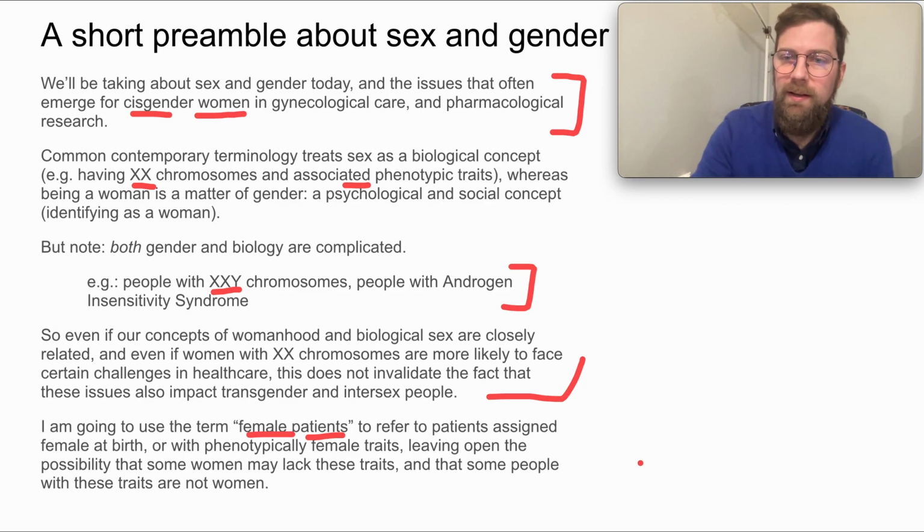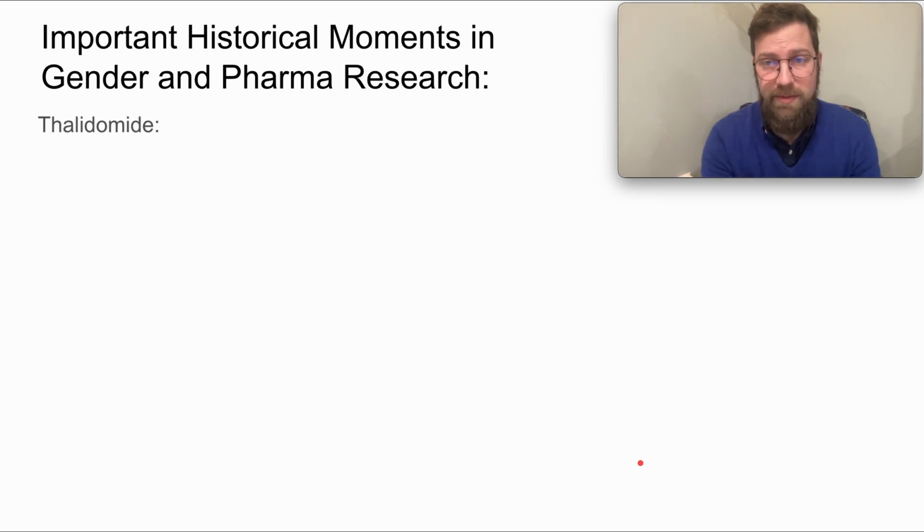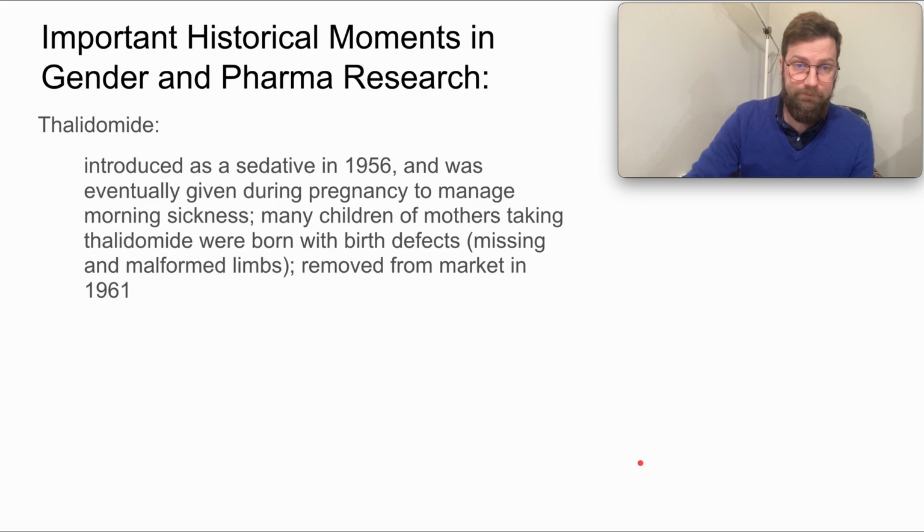So with all that said, let's think about some particular cases, and I just want to talk about one important moment in the history of sex, gender, and pharma research, and this is a drug called thalidomide. Now, thalidomide was introduced in 1956 as a sedative, and it was eventually found that a secondary use of this drug is that it could also be used to manage nausea. So in this process, they began to give thalidomide to pregnant women to deal with morning sickness.